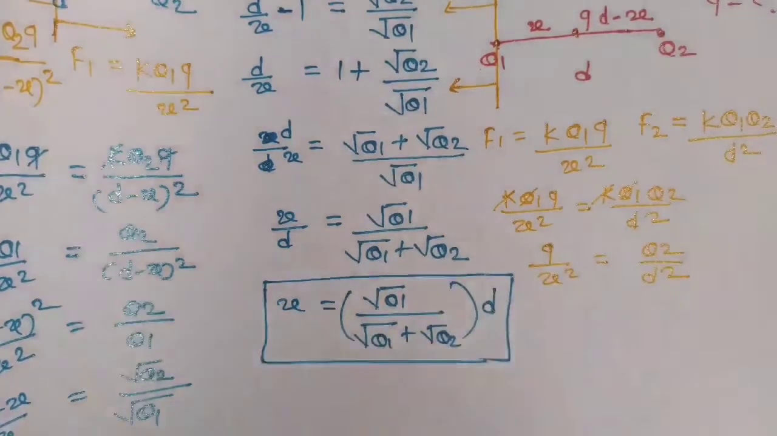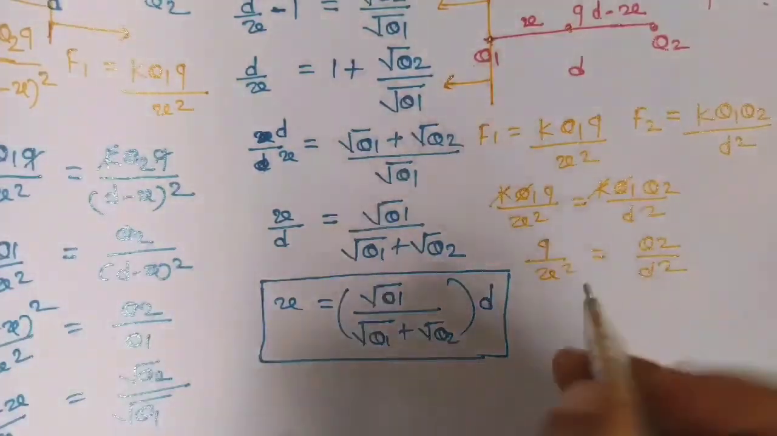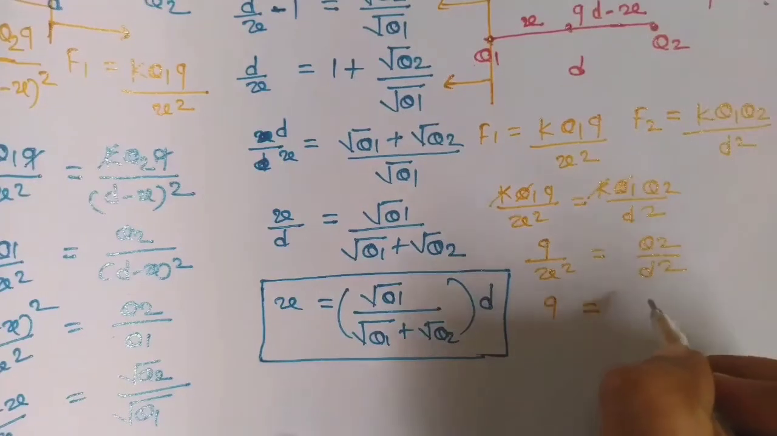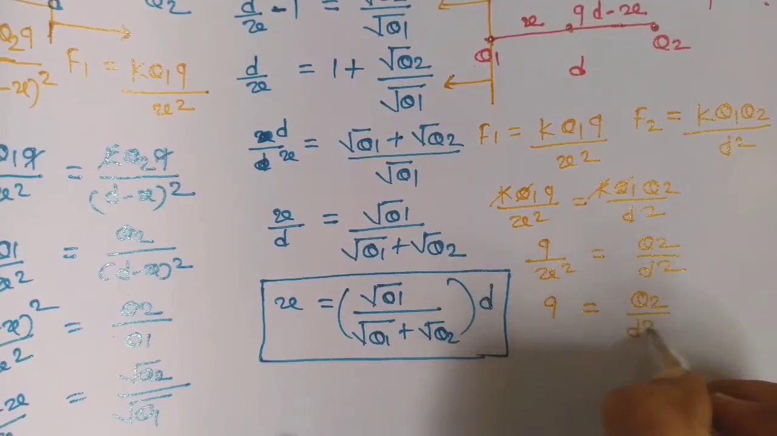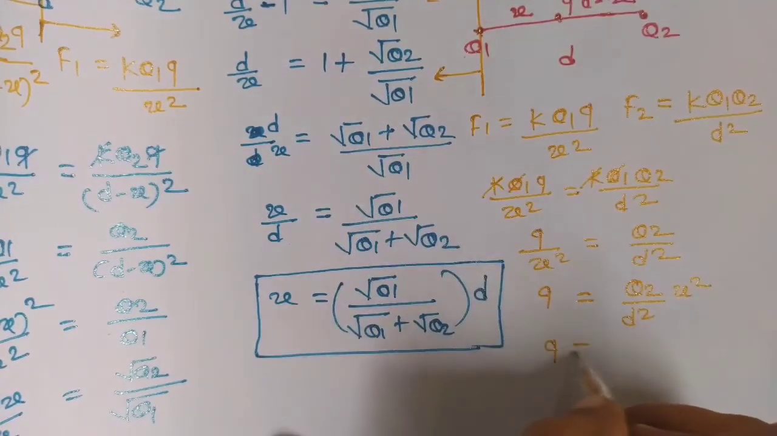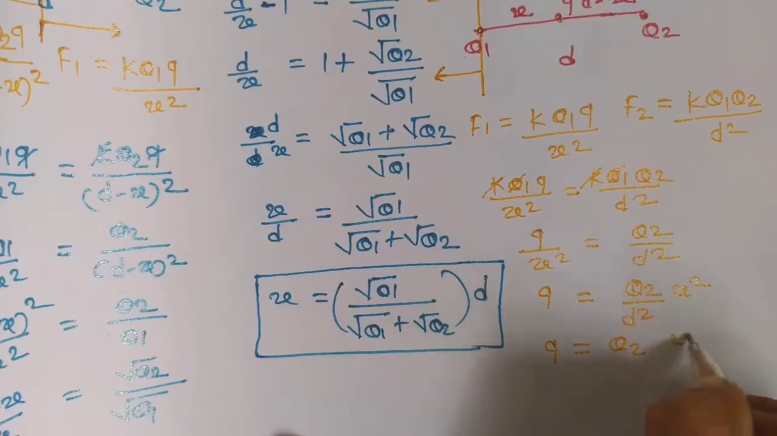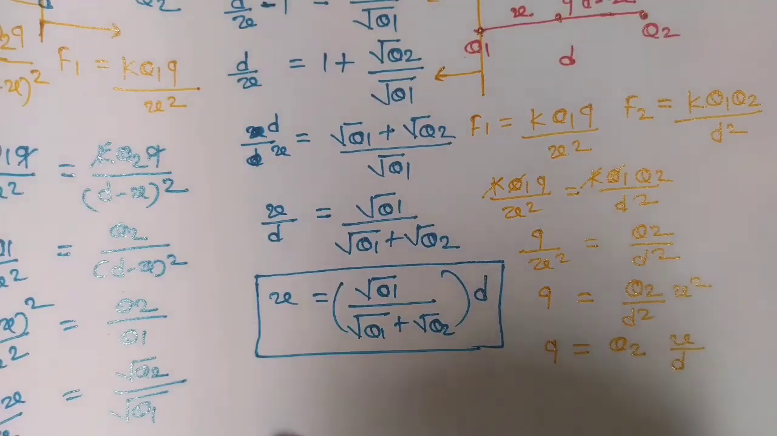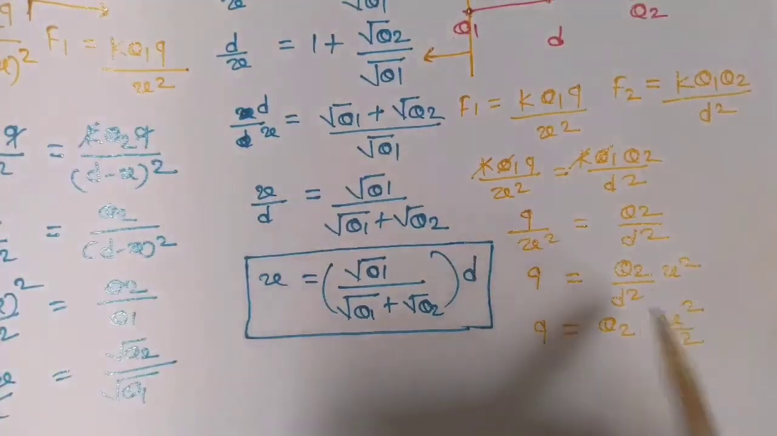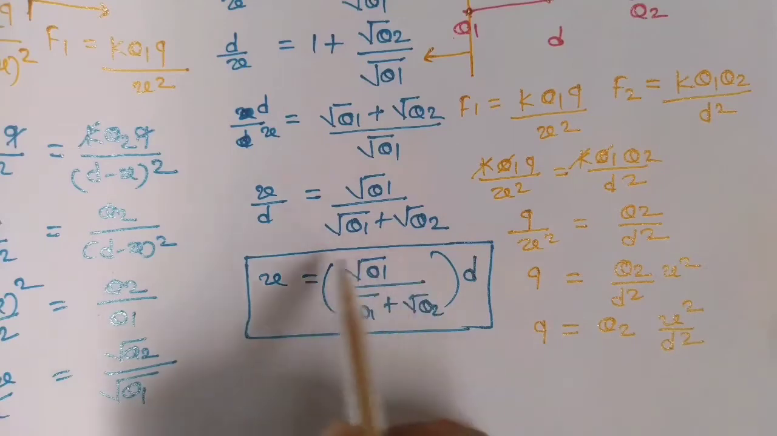We have to find the value of Q, so we can write Q is equal to Q2 upon d square into x square. So we can write it as Q is equal to Q2 times x square by d square. Now we can put the value of x. The value of x is this value.